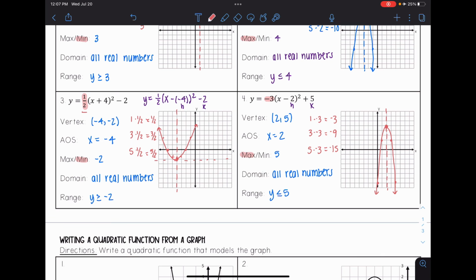And then this is what your graph should have looked like. Since my a value is negative 3, I needed to multiply 1, 3, and 5 by that negative 3 to get my other points.